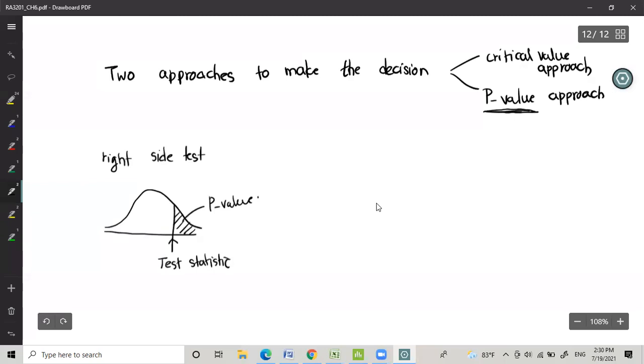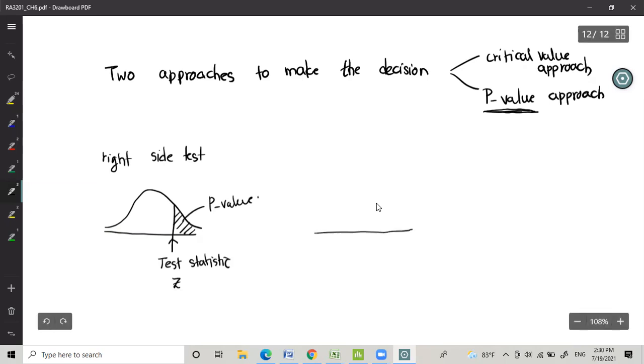If it is a right-sided test, usually you'll end up with a positive test statistic, and anything beyond the right side of the test statistic, that probability, is called the p-value. When you have a z-score, you can read the standard normal table and find this p-value, right?